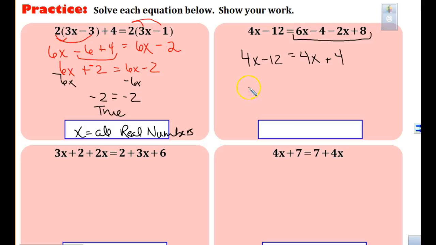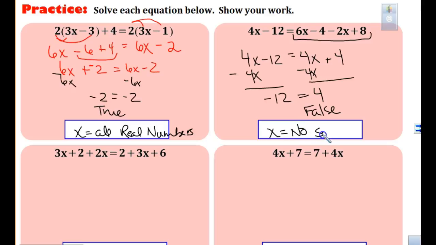So subtract 4x. If I subtract 4, that's usually in the number. So I want to subtract 4x on both sides. And when I do that, I'm left with negative 12, because that's a 0, equals 4. And that is a false statement. And since it's a false statement, I say x is equal to no solution. There is no number you can choose that will make it true. Okay?